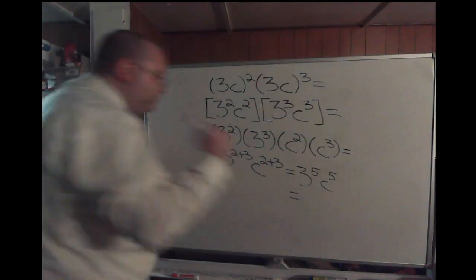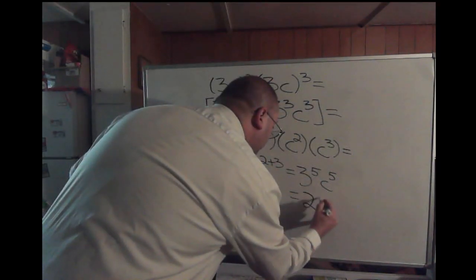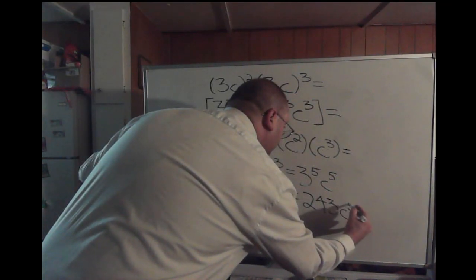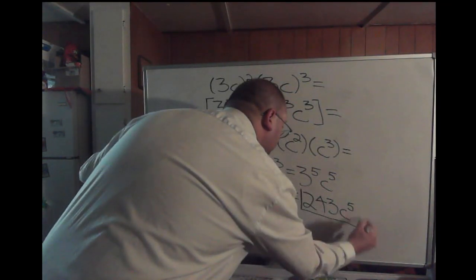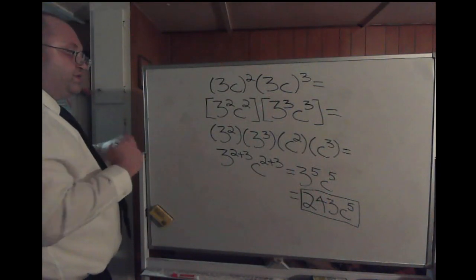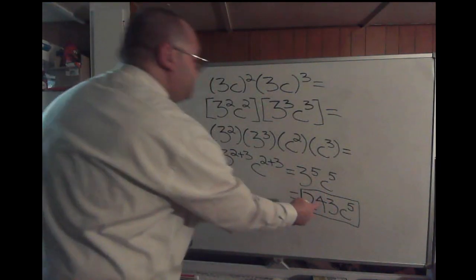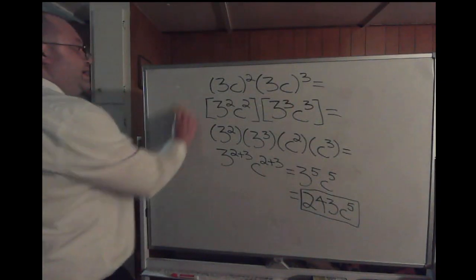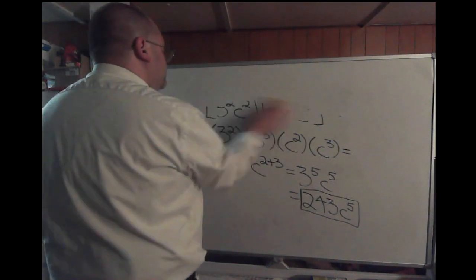So what is 3 to the 5th? 243. That would give you 243 c to the 5th. So the answer you should get by the time you're done dealing with all your powers is 243 c to the 5th. And I could do one more example like this.